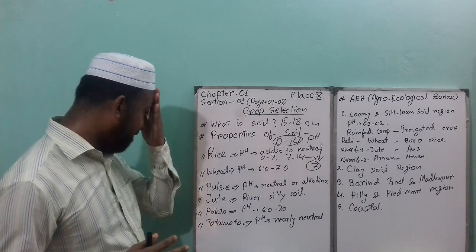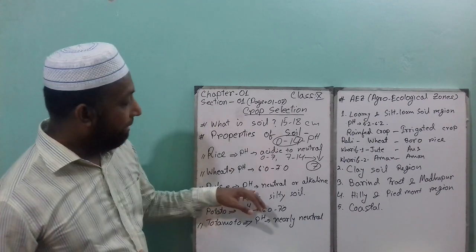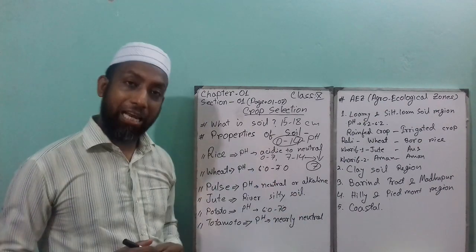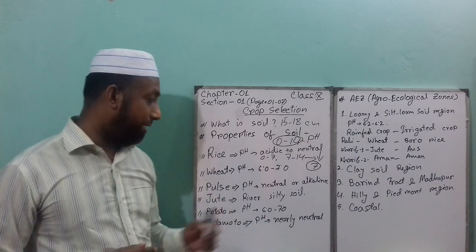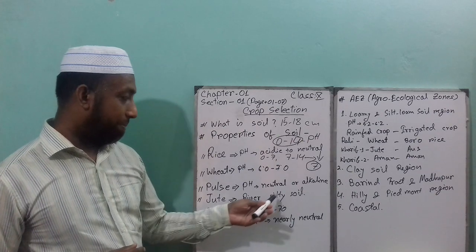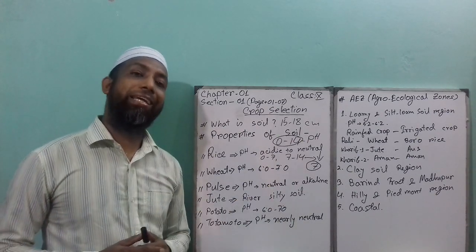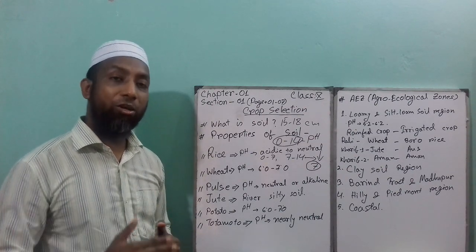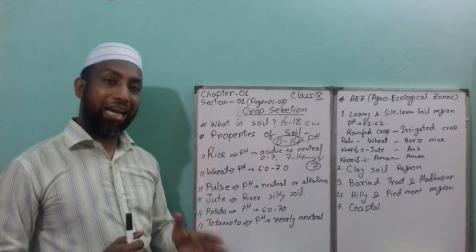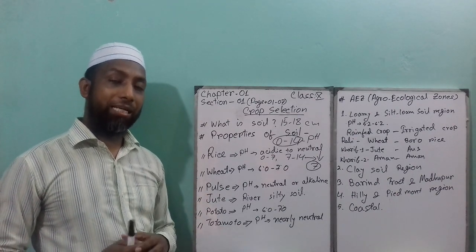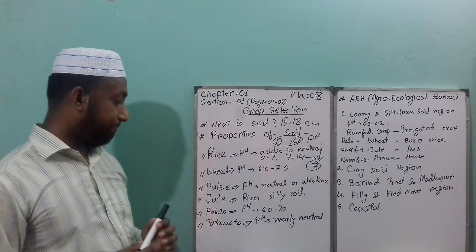Then the next point is pulse crops. What will be the pulse crop soil? The pH of pulse crops is neutral to alkaline. That means 7 and more than 7. It can be cultivated in loamy soil, silty loam, and sandy loam as well, but it cannot be cultivated in clay soil. That means where the water is in a stagnant condition, pulse cannot be cultivated in that place.